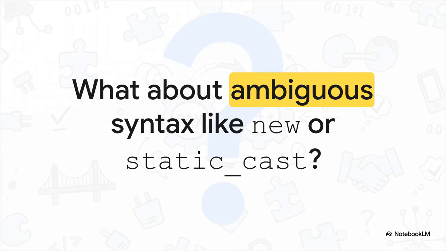Okay, I know what you're thinking. This sounds a little too perfect. What about when syntax clashes? For instance, Pax has its own new for allocating its own types, which is different from C++'s new. And what about C++ casts, like reinterpret_cast? Those angle brackets could easily be confused for a less than operator. So how does Pax handle these potential mix-ups?